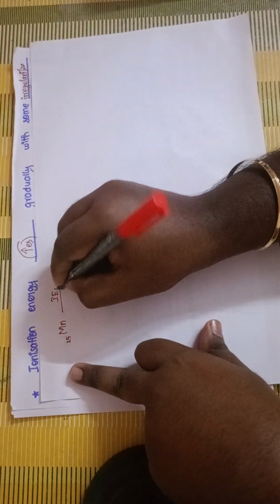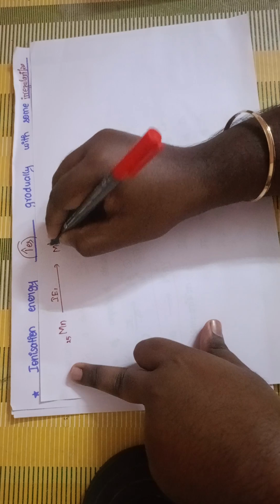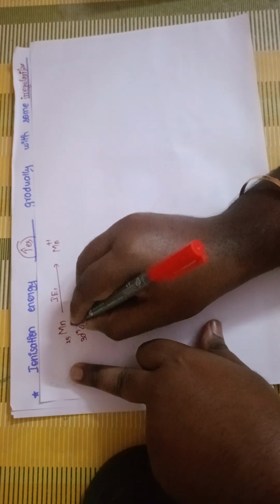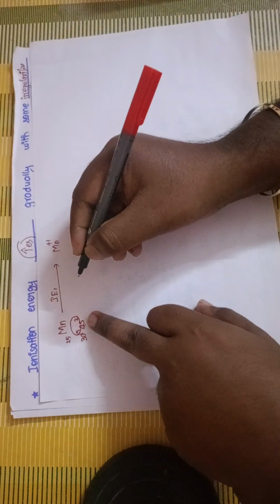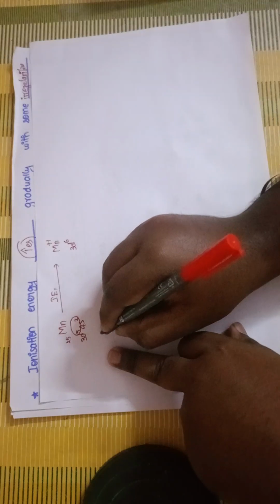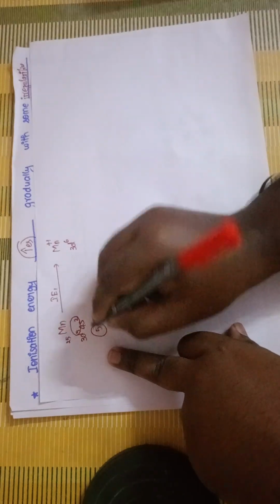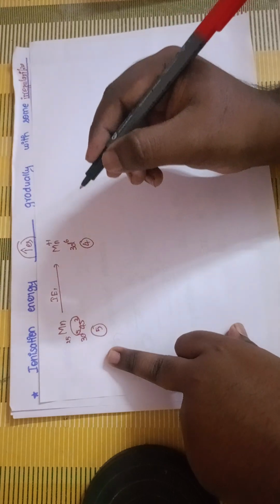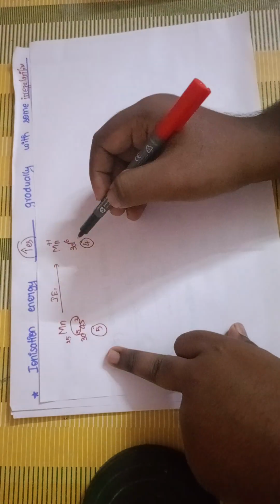After supplying IE1, it goes to Mn plus 1. Here the configuration is 3d5 4s2. Count the number of electrons: 7 electrons. So remove 1 electron, the configuration will be 3d6. Here the number of unpaired electrons is 5. Here the number of unpaired electrons is 4. Here 5 electrons, here 4 electrons.